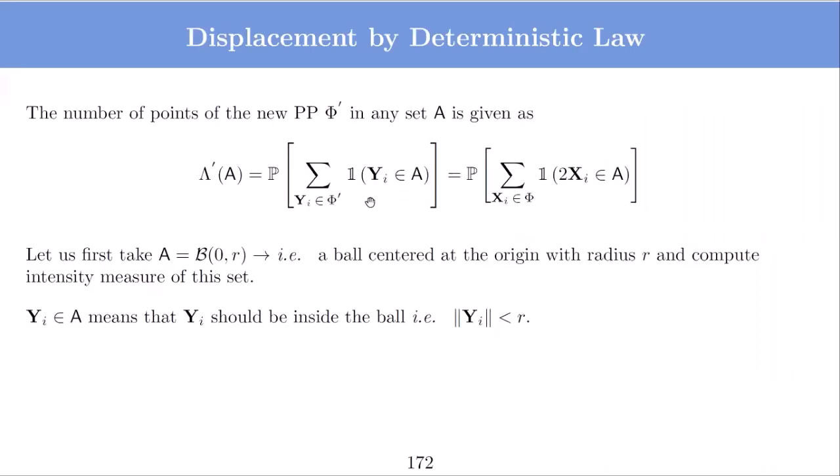Because there is a one-to-one correspondence, I can write this summation in terms of a summation over points of phi also. For each yi, there exists one xi such that yi is equal to 2xi. So this will be a summation over xi's, and instead of yi, the indicator is that 2xi belongs to A. You can understand this because the expectation of any random variable is the random variable multiplied by the probability of that realization.